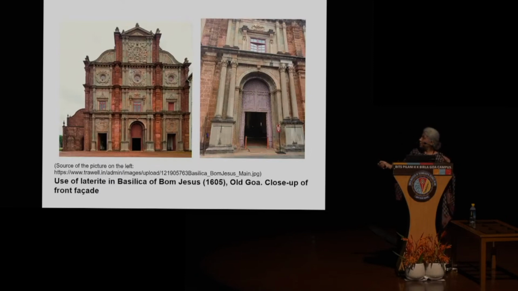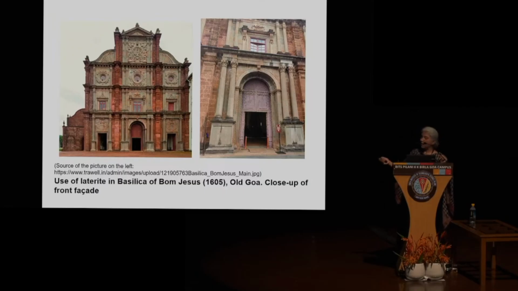So the front, or you can say the facade of the Basilica of Bom Jesus, where you can see the utilization of laterite, along with basalt. This is what I've read, that this is basalt rock. I could not sample it because they don't allow you to take any sample. And you don't see any carvings on this rock because it's highly pitted, porous. You can't carve this rock.